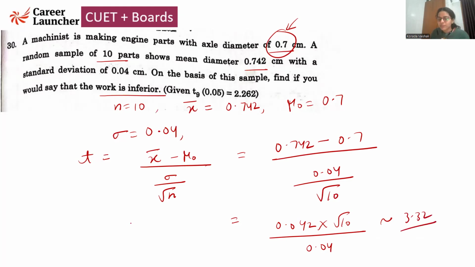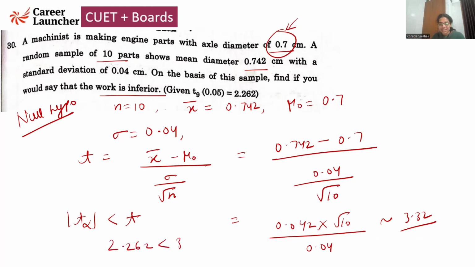But as per the rejection criteria, we always start with the assumption of whether the null hypothesis is being rejected. Now, by the two-tailed test, the modulus of the critical value T alpha, which is already given to us, should be less than the T test statistic. So let us check what we have, 2.262. Is it less than 3.32? Yes, it is less than what we have got. Hence, we will reject the null hypothesis.